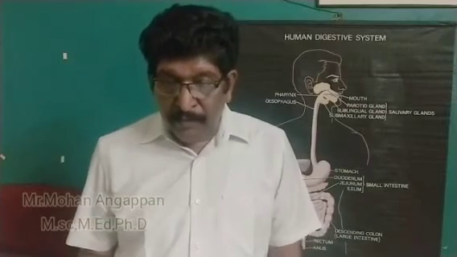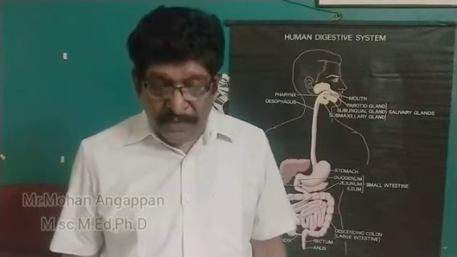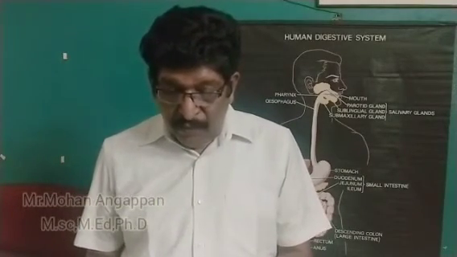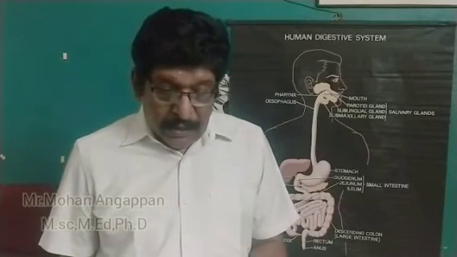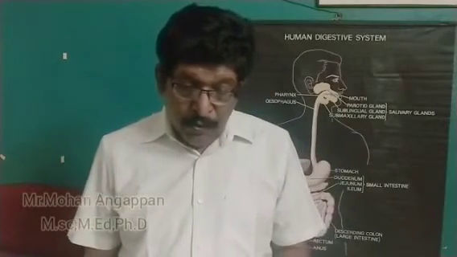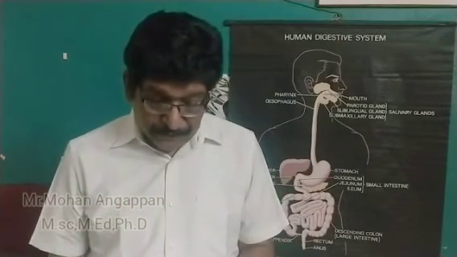Glucose, amino acids and sodium are absorbed by active transport. Some amount of glucose, some amount of amino acids and chloride ions are absorbed by simple diffusion, and some amount of glucose and some amount of amino acids are also absorbed by passive movement.